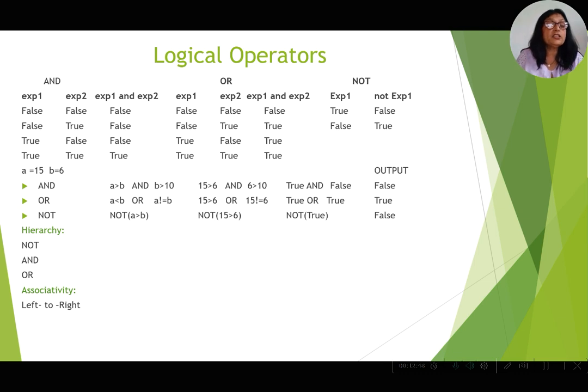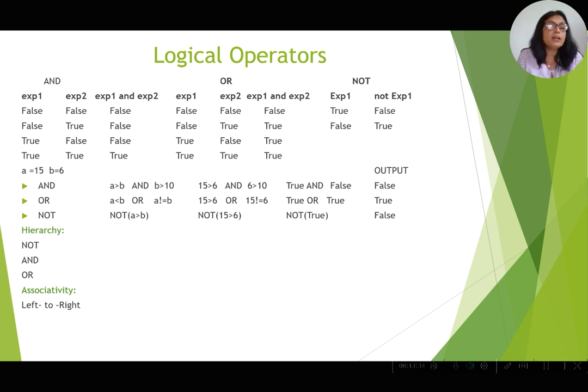Now just see, this is the truth table. And is true only when the outputs of the relational expressions are both true. Otherwise it is false. In case of or, it is false only when the expressions are false. Otherwise it is true. If one expression is true, the output is true. In case of and, if all are true, then only true. If one expression is false, then it will be false. And the not operator, what? It just complements. If it is true, then it is false. If it is false, then it becomes true.